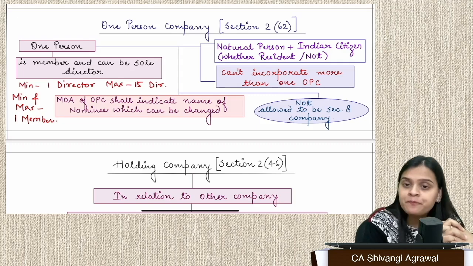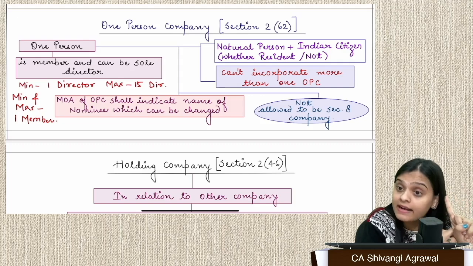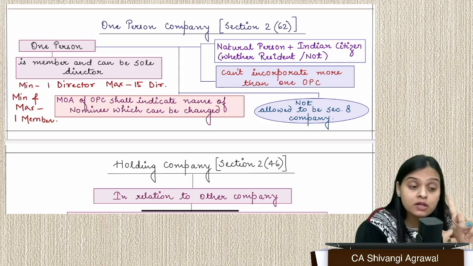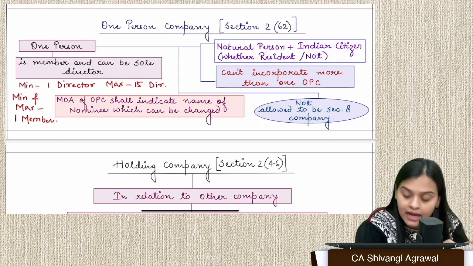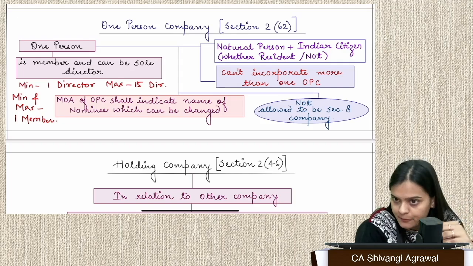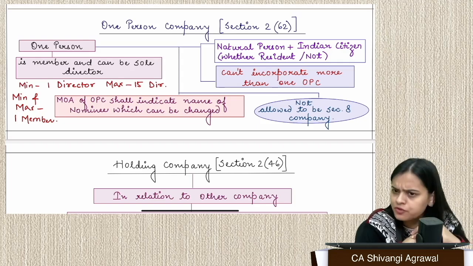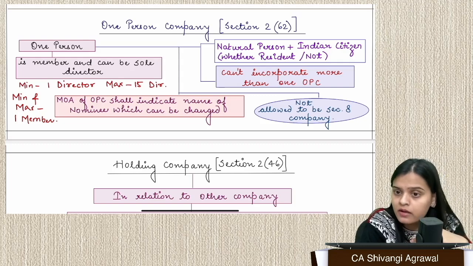Why? Because in OPC, there will be just one shareholder, one member, and that particular member has to be a natural person and an Indian citizen. It is not mandatory that he be a resident also. Earlier, residency was needed. Now it is not needed. So if you read that, you're reading the older law. Okay, so residency is not required. That particular person can incorporate an OPC. Fine. Now you will also appoint a nominee. The nominee will give consent. A nominee also has to be a natural person, an Indian citizen, whether resident or not.